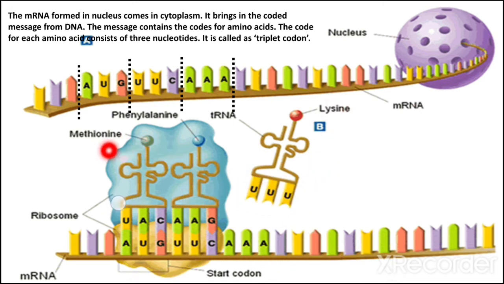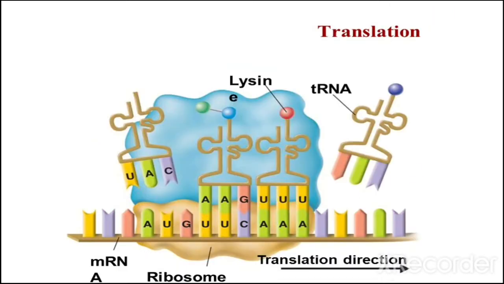Here you can see methionine is another amino acid, which is carried by another 3 nucleotides. So that is known as the triplet codon. This triplet codon helps in the formation of protein molecules. Each mRNA is made up of thousands of triplet codons. Here there are different triplet codons present.